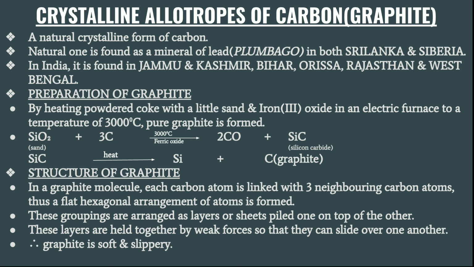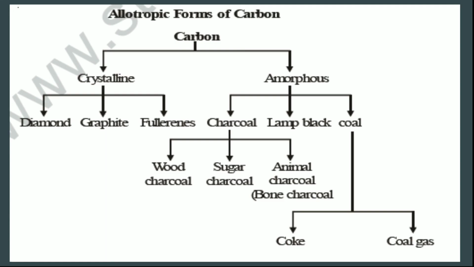Amorphous forms are those which are charcoal, lamp black, and coal. Okay, charcoal is wood charcoal, sugar charcoal, and animal charcoal, whereas coal can be coke and coal gas. Okay, so animal charcoal is bone charcoal, you can say. Okay, so these are the allotropic forms of carbon.